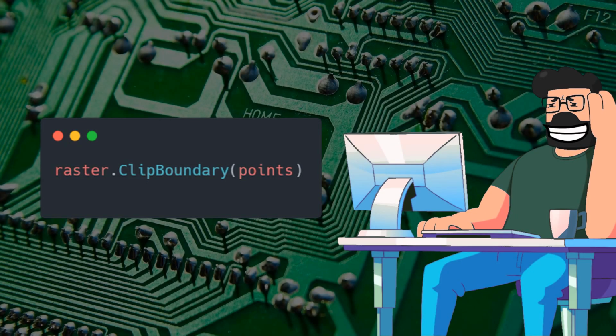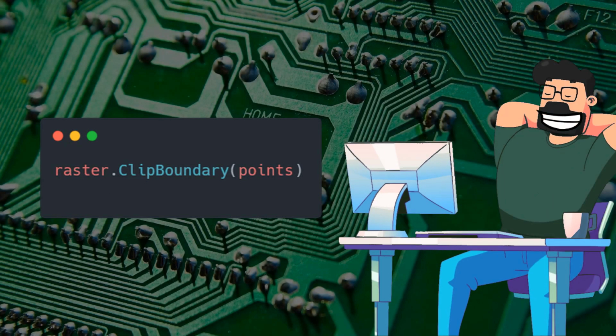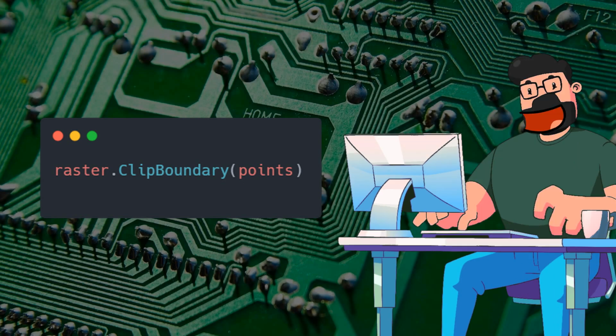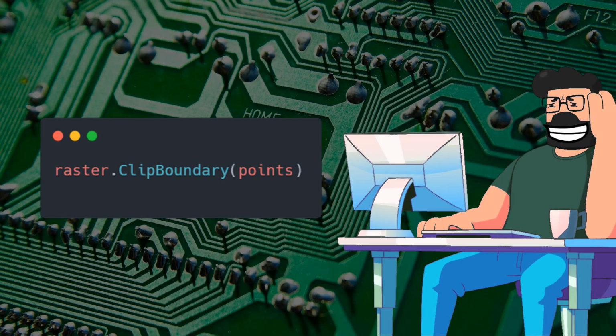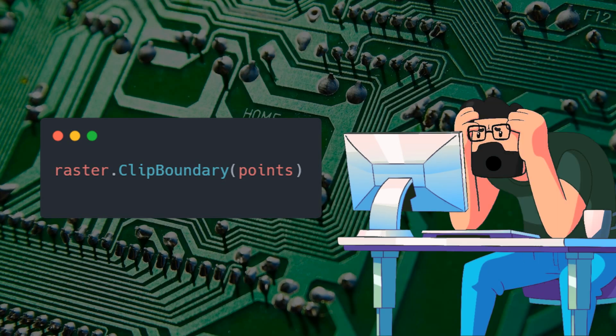Moving forward with the solution, it's essential to understand the significance of invoking the ClipBoundary method correctly. By making this adjustment and invoking the method with the points parameter, we enable the script to effectively apply the desired clipping boundary to the image in AutoCAD. This method invocation is a crucial step in ensuring the automation of the clipping process with the specified coordinates.